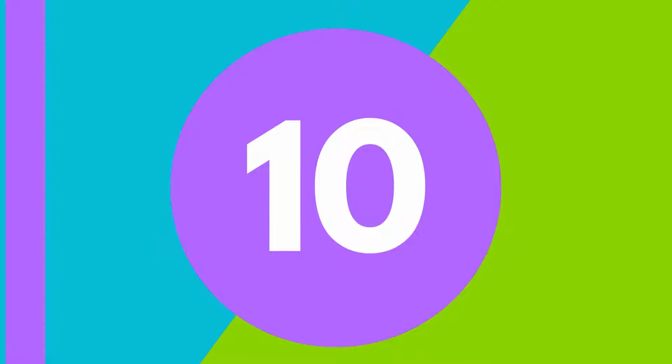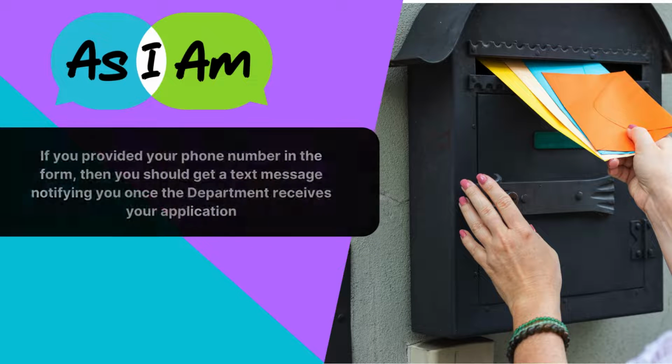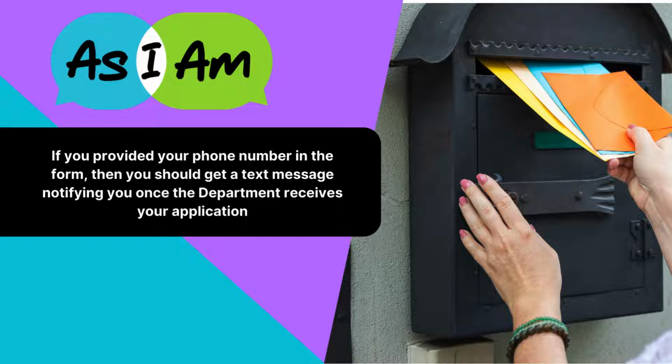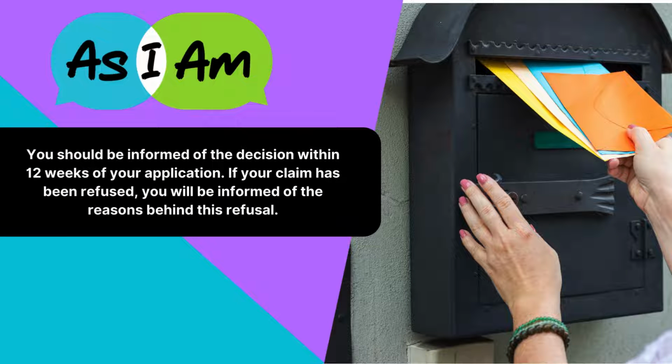Step 10. Send your application and documents to Department of Social Protection, Social Welfare Services Office, Government Buildings, Ballinalee Road, County Longford, N39E40. If you provided your phone number in the form, then you should get a text message notifying you once the department receives your application. You should be informed of the decision within 12 weeks of your application.